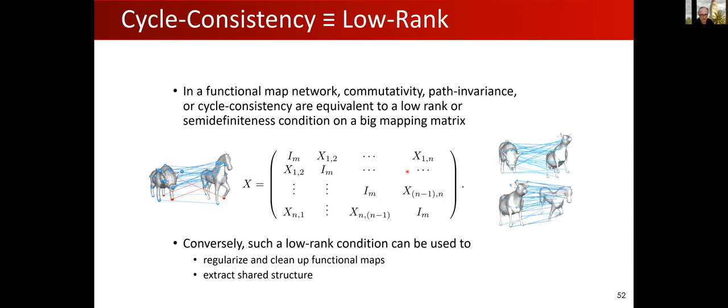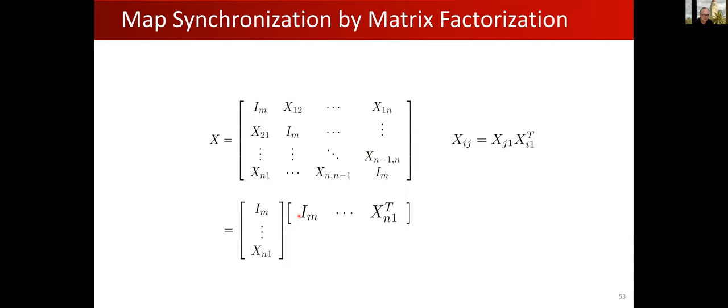And this means now we can use traditional linear algebra low rank techniques to clean up functional maps and to extract shared structure. So in the ideal case, our huge matrix simply factorizes into this much smaller matrix and its transpose. What it really says is that we are essentially factorizing every map from I to J by going, say, through object one. So to go from I to J, you go from I to one, and then from one to J.